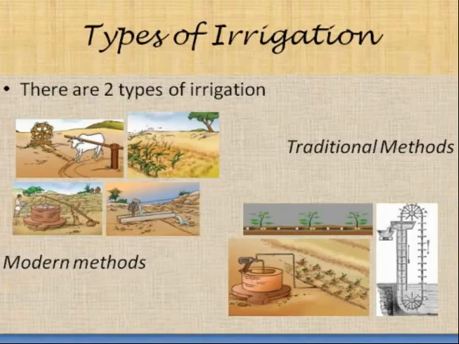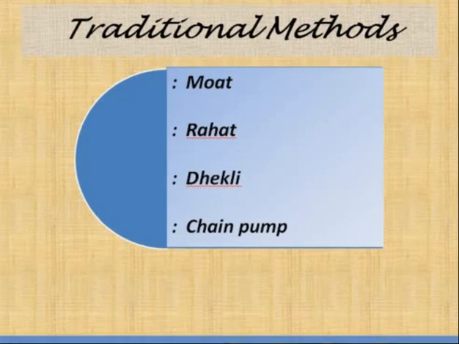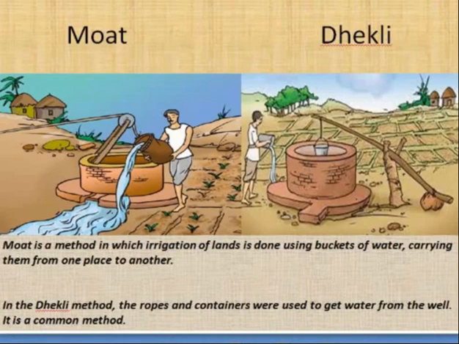So next we have types of irrigation. There are basically two types of irrigation, two methods: traditional methods and modern methods. So first we are going to learn about traditional methods. Now there are four types of traditional methods: moat, rahat, dhekli and chain pump. So first we are going to talk about moat and dhekli.